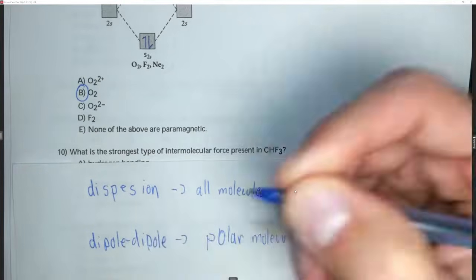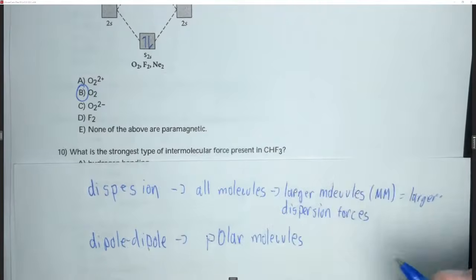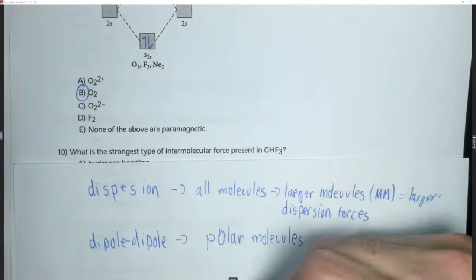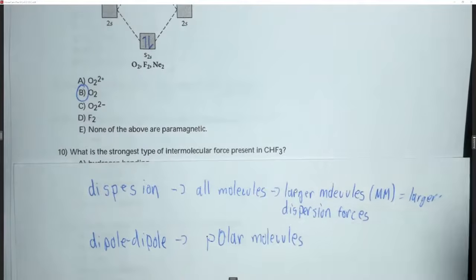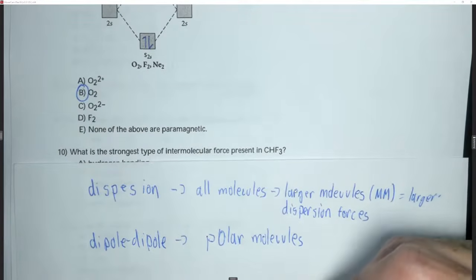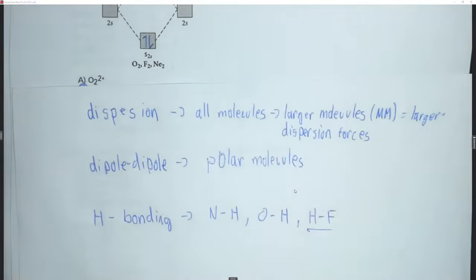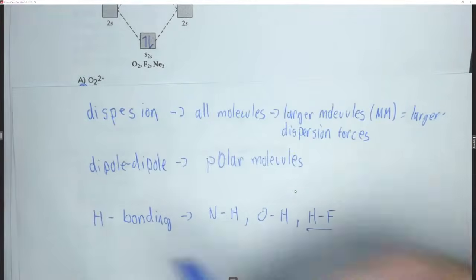In order to have H bonding, we need one of three conditions to be present. We need to have an N directly attached to an H, an O directly attached to an H, or an F directly attached to an H, but the only example is hydrofluoric acid. Oh, you can't see that. So we need an NH, an OH, or HF.